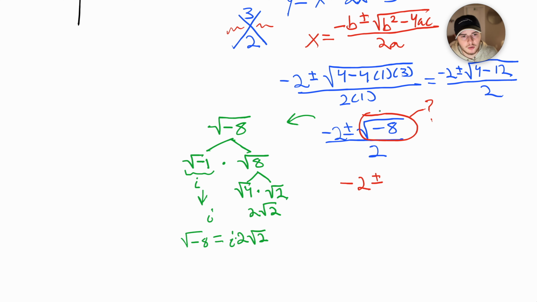Okay, so now we know what the square root of negative 8 is. So we can fill in that section with what we just got: i times 2 square roots of 2.